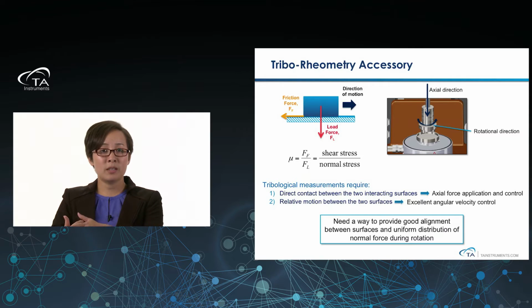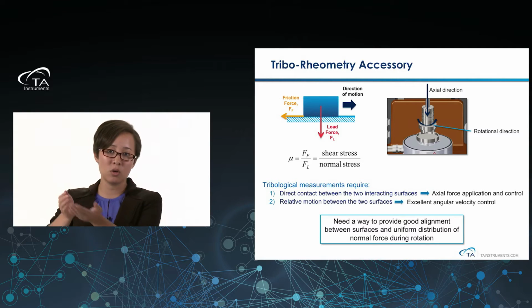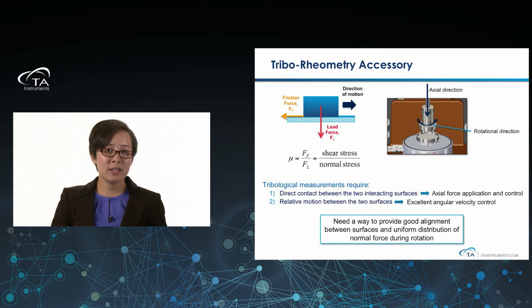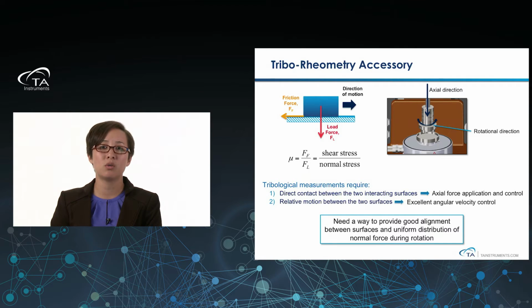Now, the other aspect of an accurate tribological measurement is relative motion between the two surfaces. In a rotational rheometer, this would mean we need to have excellent angular velocity control, or control of the movement in the rotational direction. All of these things, whether it's axial force or angular velocity control, we already control and apply very well on our rotational rheometers for our simple everyday rheological measurements. And so it just made sense to bring this tribology accessory into our rotational rheometers.